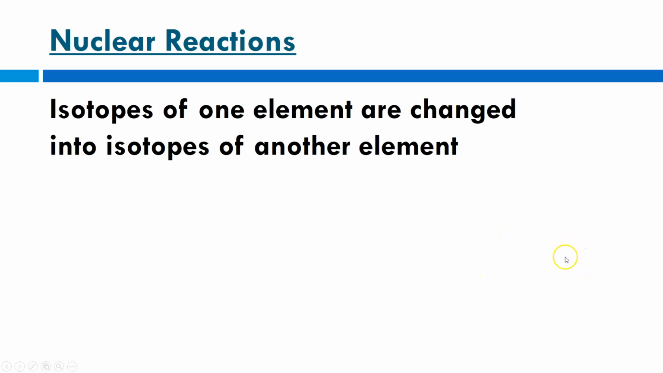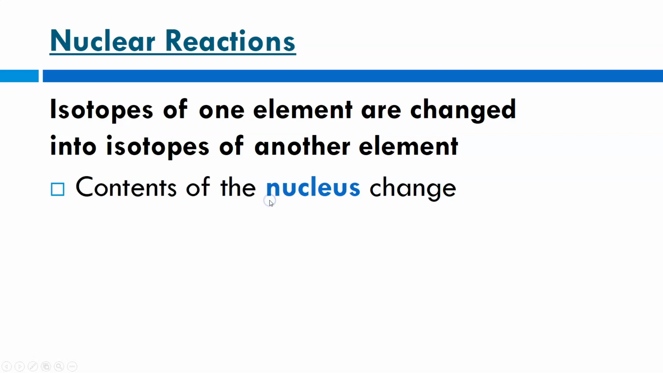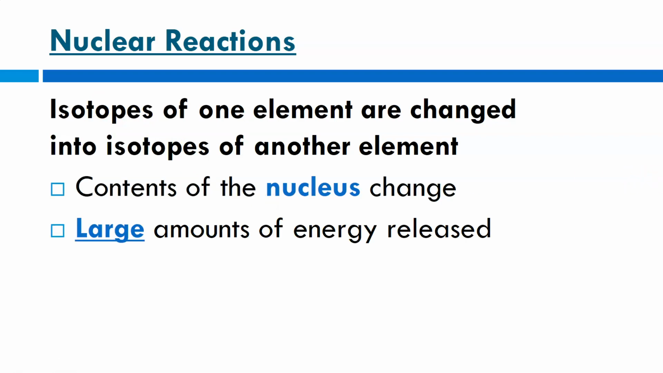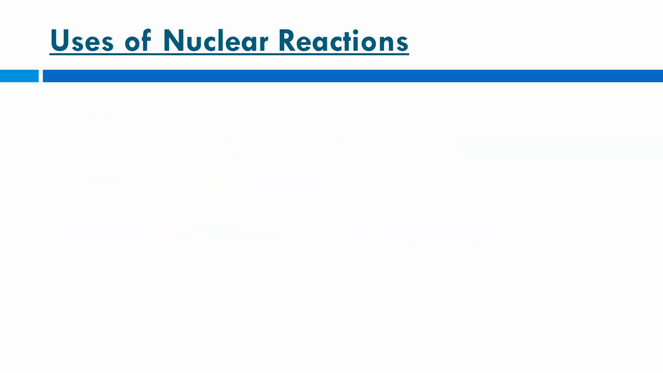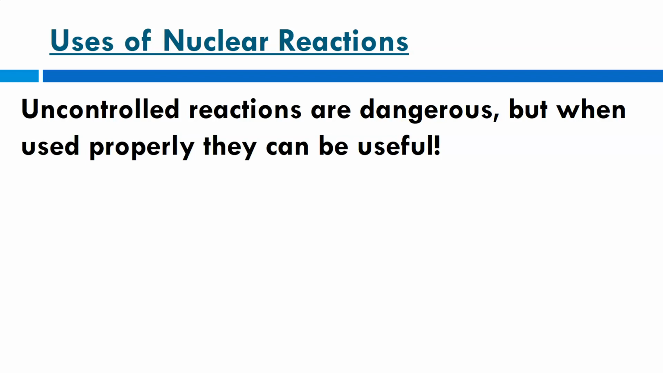So when we're doing our nuclear reactions, we're looking at isotopes a lot. You want to make sure that you're thinking about which isotope of something you have, and be comfortable with that phrasing. Changing the nucleus itself and large amounts of energy, right? Those are the big deals here. We use nuclear reactions for things. We don't want an uncontrolled nuclear reaction. That's dangerous. But if you can control it and use it properly, they can be very useful.